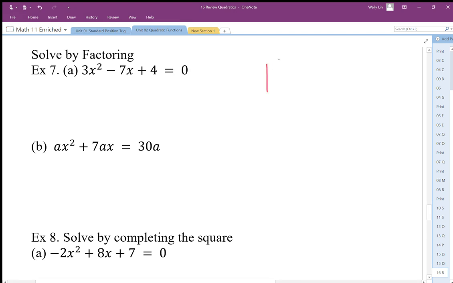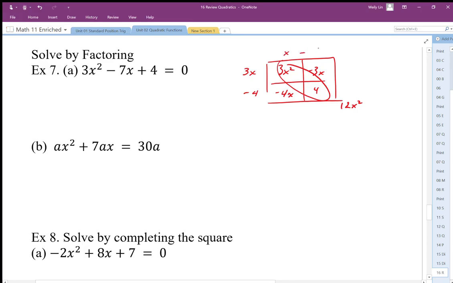So if I draw my little factoring box here, I've got 3x squared, 4. I know that diagonal product is 12x squared. So I'm looking for two numbers that add to negative 7x, which gives us our split, and multiply to 12x squared. So that's going to be negative 4x, negative 3x. Then we end up with our factors, or the side lengths, are going to be 3x, negative 4, and x minus 1.